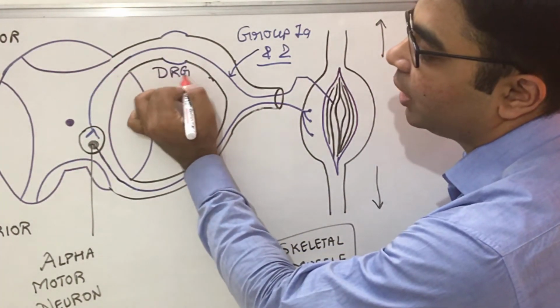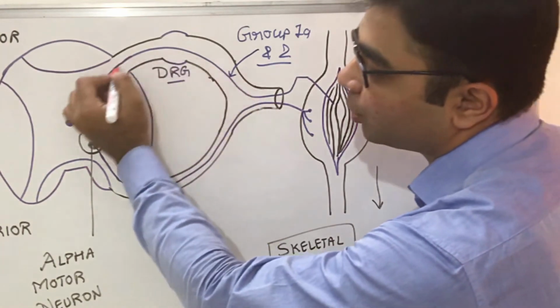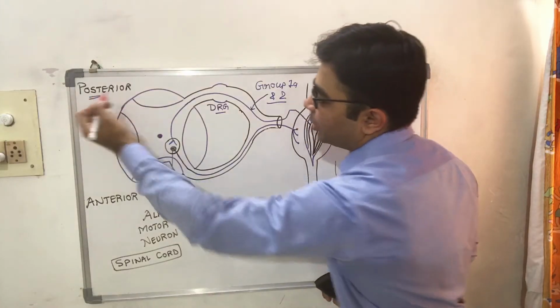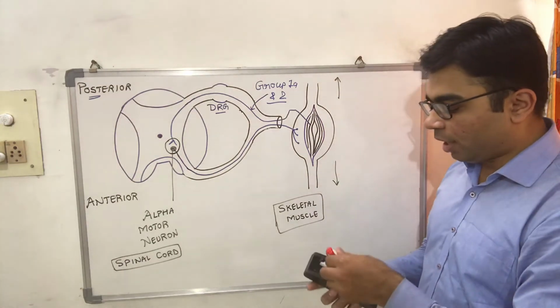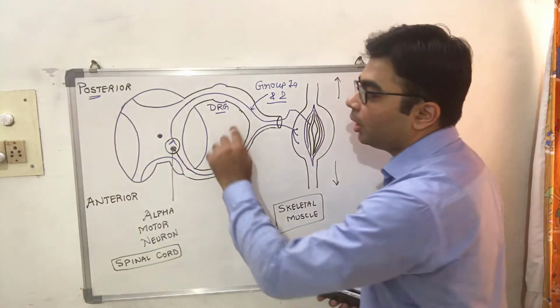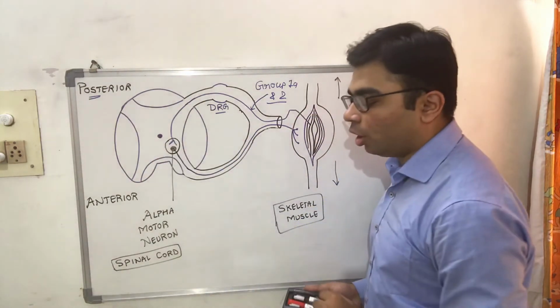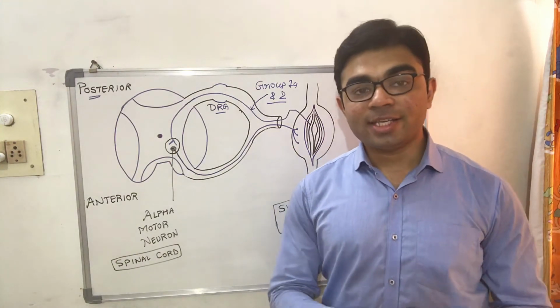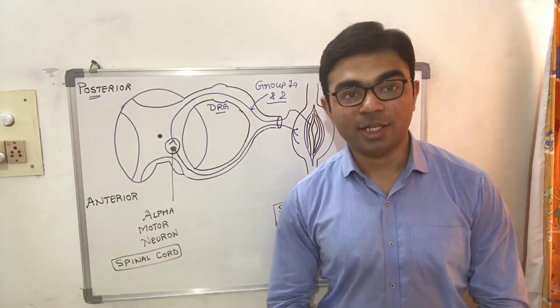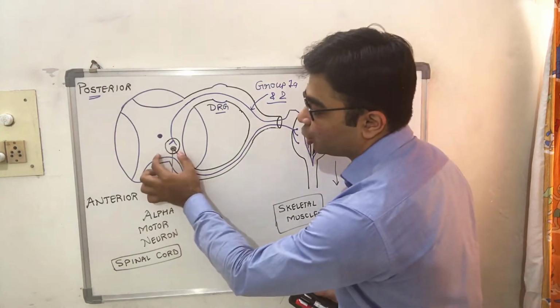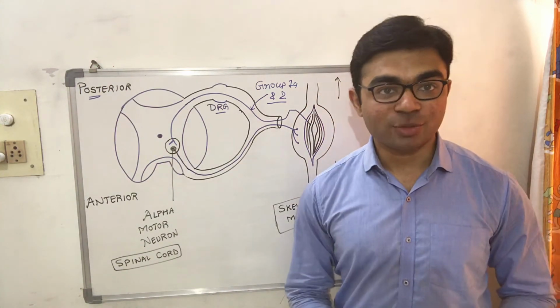Here is the dorsal root ganglion, which enters into the spinal cord from the posterior direction. Now, after entering the spinal cord, it meets the alpha motor neuron. The alpha motor neuron, as I have discussed in my previous videos of the spinal cord, is situated in the anterior gray horn of the spinal cord.